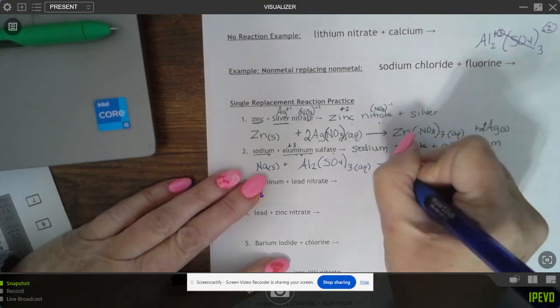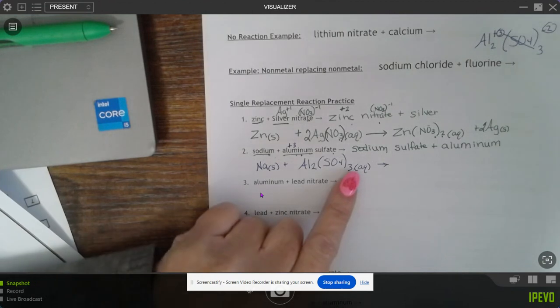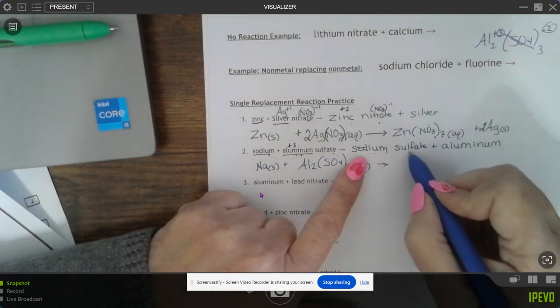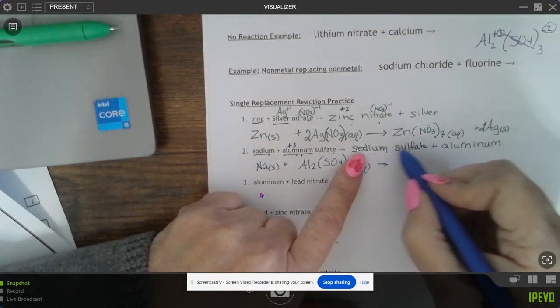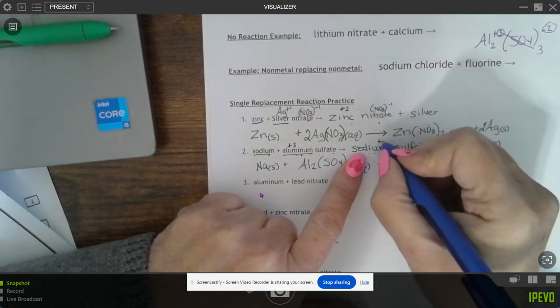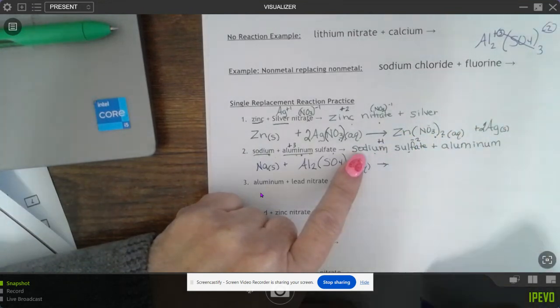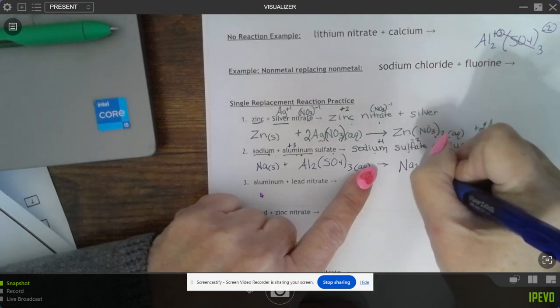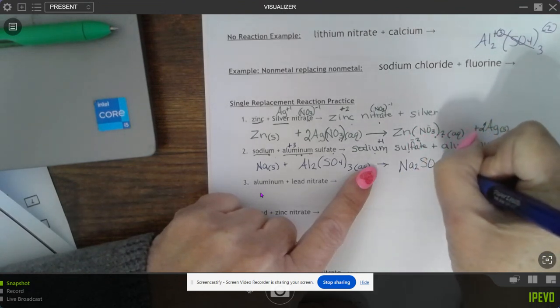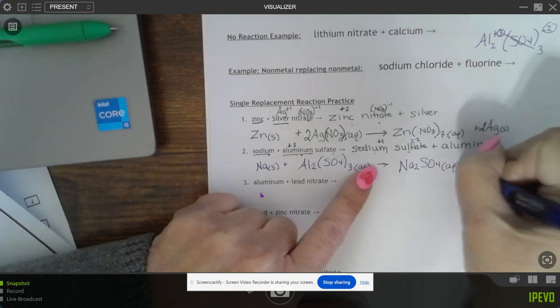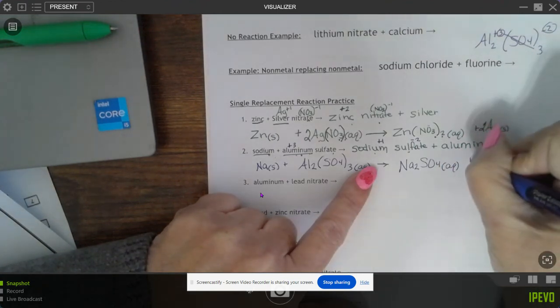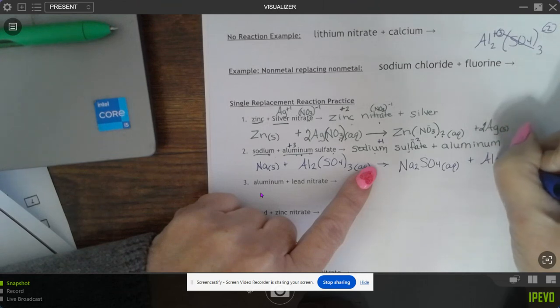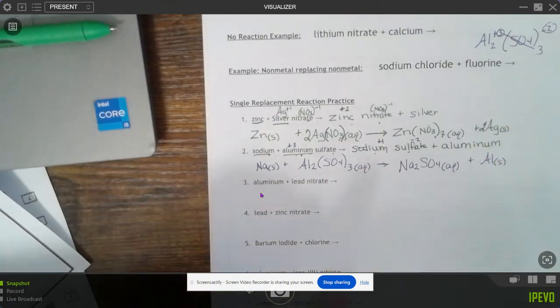All right. Now, our products are sodium sulfate. Sodium is +1, sulfate is -2. So I end up with Na2SO4 aqueous, plus aluminum by itself, so aluminum metal is a solid.